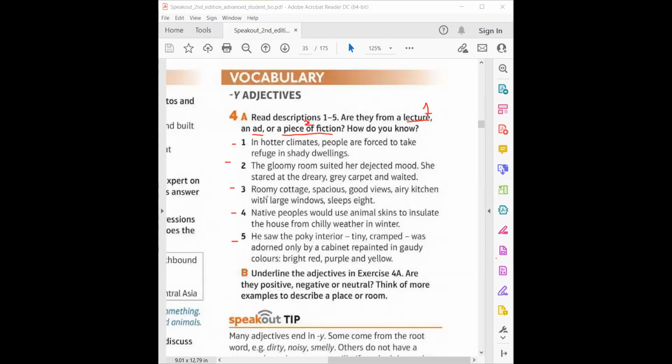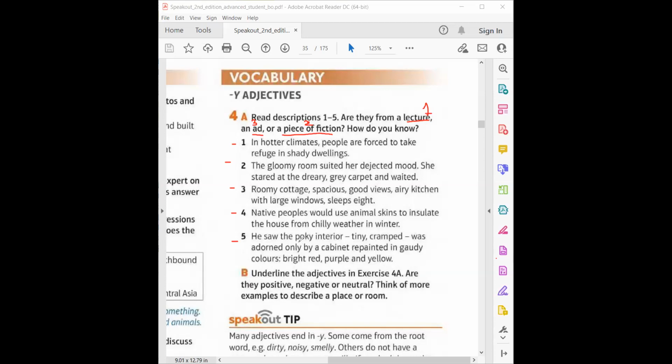All right, the third one, I can do it. "Roomy cottage, spectacular good view, airy kitchen with large windows, sleeps 8." What do you think? Advertisement. It's an advertisement. That's correct. Ikram, you can do the next one.